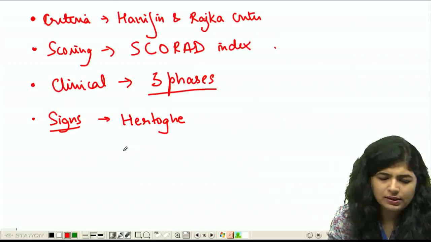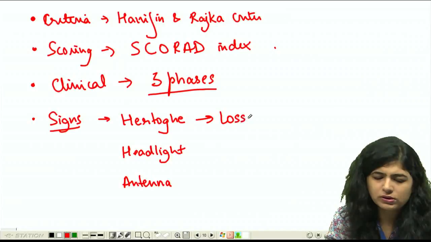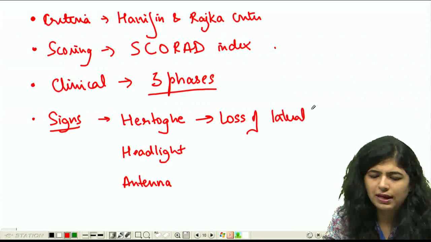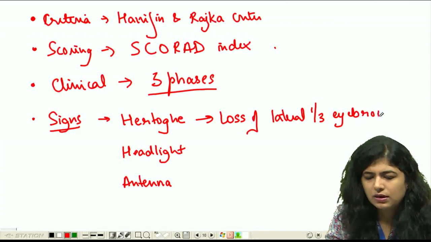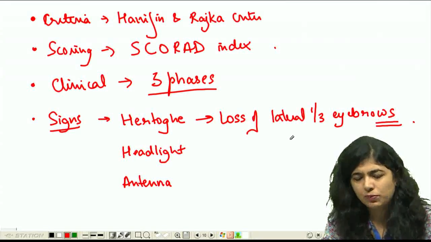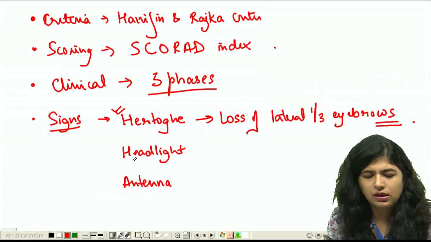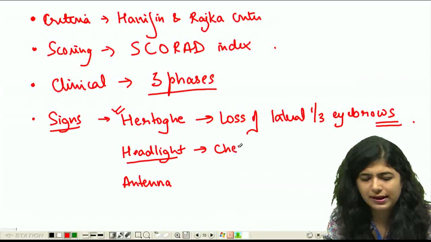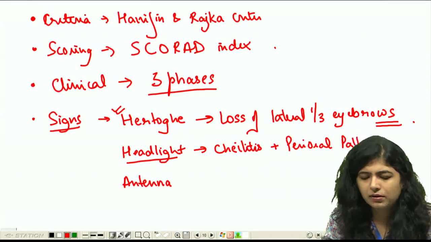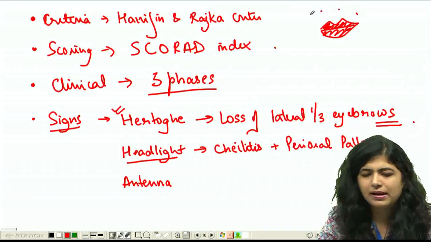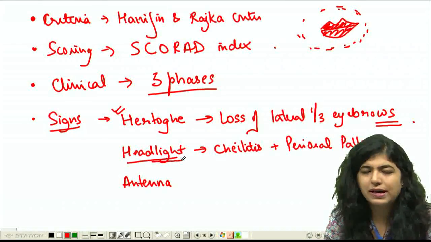One is this Hertoghe sign. Second is the headlight sign. And third is the antenna sign. What is Hertoghe sign? This is loss of lateral one-third of the eyebrows. In leprosy, this is called as madarosis. In atopic dermatitis, this is called as the Hertoghe sign. Then what is the headlight sign? Headlight sign is your cheilitis plus perioral pallor. So you have lips which are red due to the inflammation, and then you have whiteness around the lips. So this looks like the headlight of your car, called as the headlight sign.